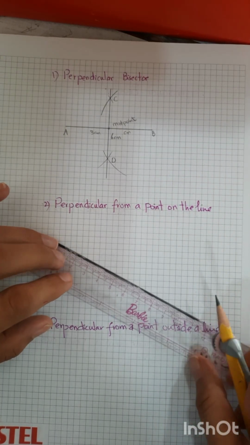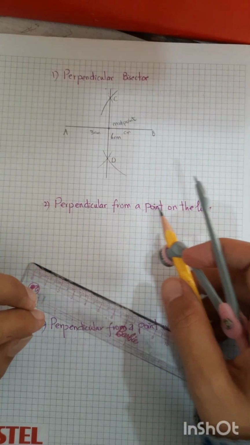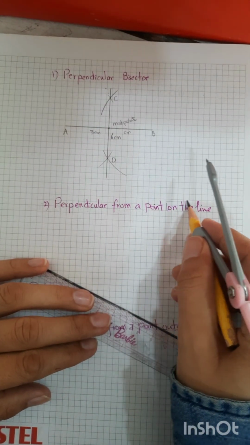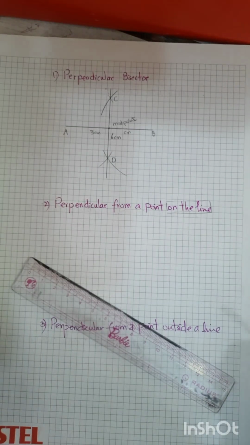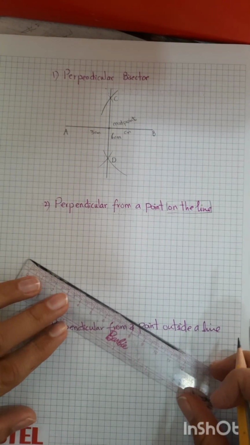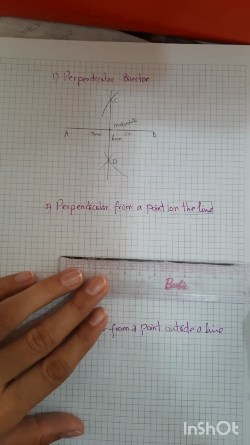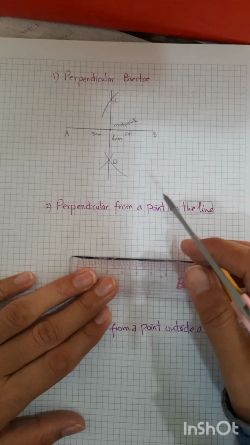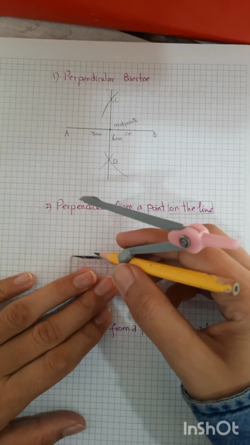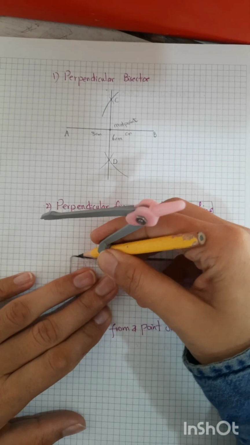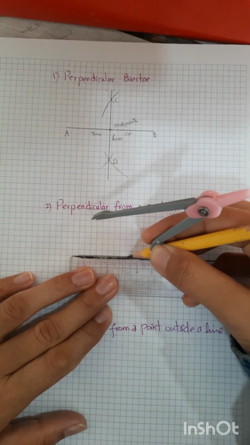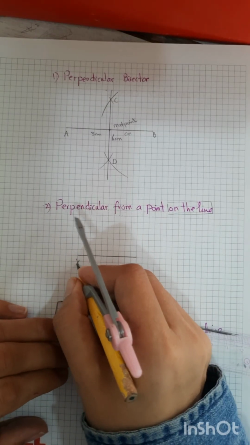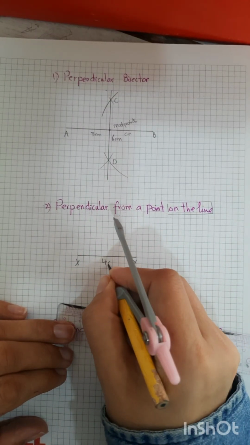Now coming to the next case, which is a perpendicular from a point on the line. Now you have to focus on this part, on the line. That means you have to take the point on the line. So let's, as usual, draw the line of any measurement. I'm taking 4 this time. So the measurement of the line is 4 centimeter, right? I will name this as X, Y, 4 centimeter.